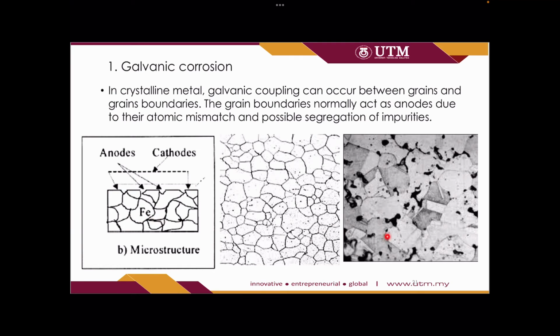In this case, there are two different phases: the precipitate and the parent alloy. The majority phase is the alloy itself, and the precipitate is the second phase. Because of the two different phases inside the alloy, it will give an effect of galvanic corrosion.